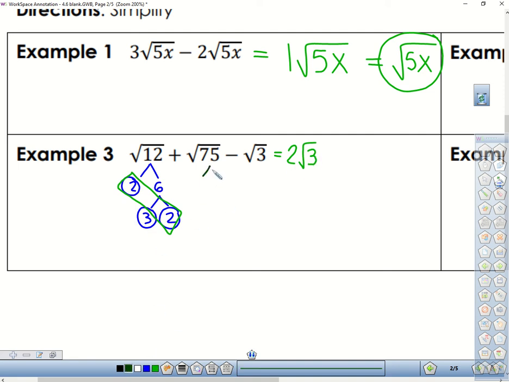So now we're going to do the same procedure for the square root of 75. So what can I break up the square root of 75 into?